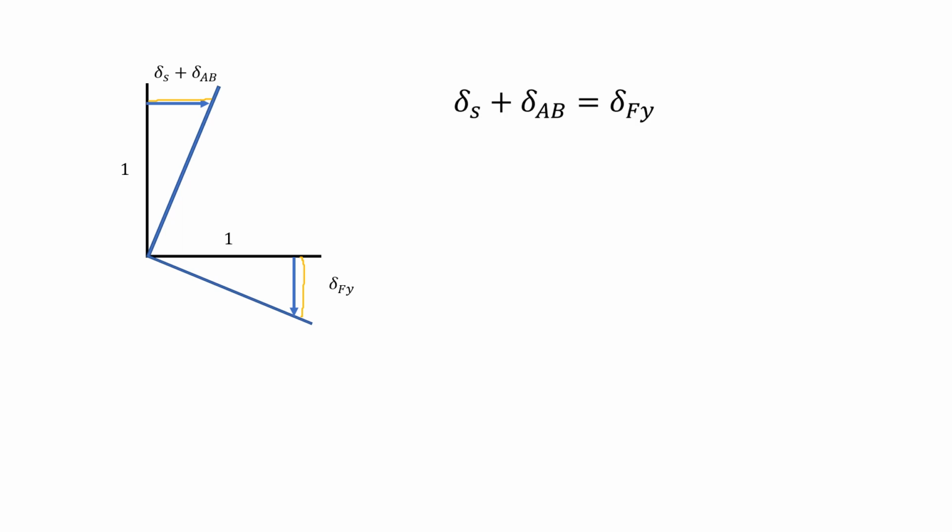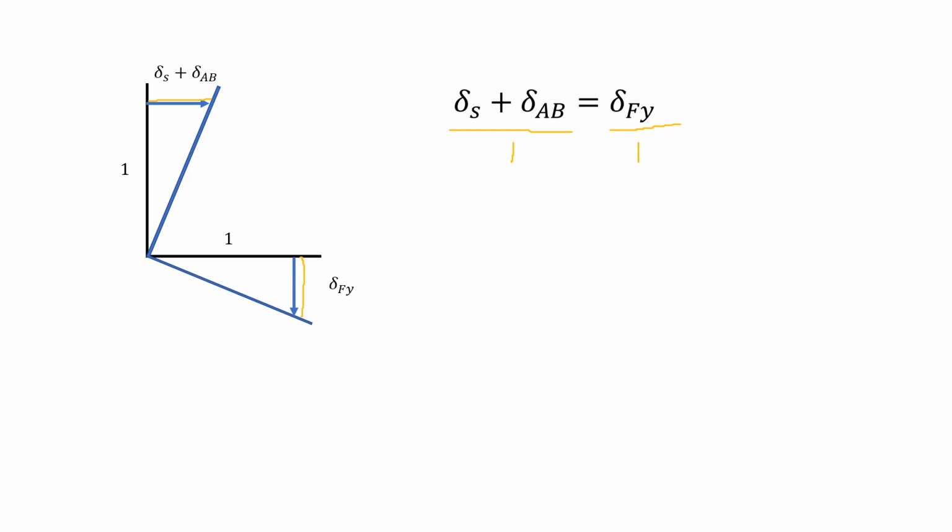Now, this is the equation. Delta S plus AB is equal to delta Fy. Actually, this should be a similar triangles equation. So, this should have a denominator of 1. However, I did not include it kasi masisimplify din naman.